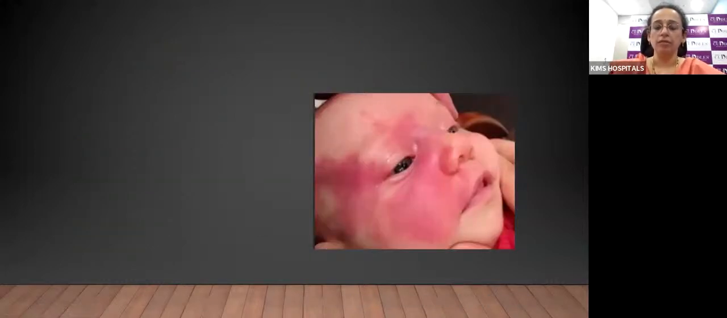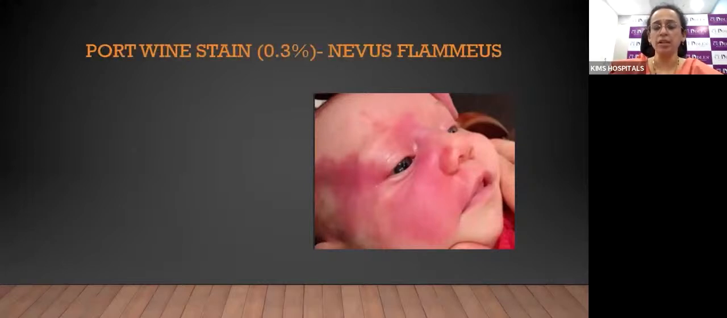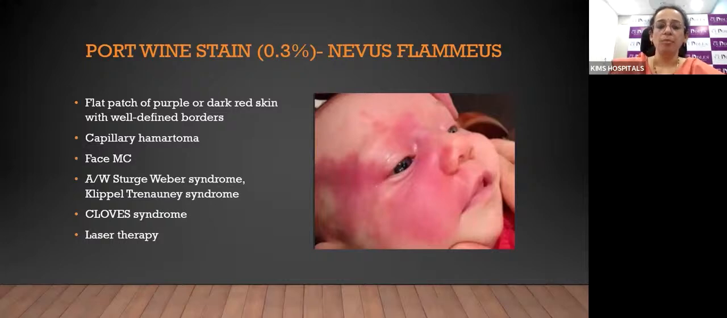Here we can see a slightly more erythematous rash, usually on one side of the baby's face. This is the port wine stain. This is seen with a lesser incidence, around 0.3%. It is also called nevus flammeus. It is a flat patch of purple or dark red skin with well-defined borders. This is due to capillary malformation, the most common location being the face. If it is extensive, we should also rule out Sturge-Weber syndrome, Klippel-Trenaunay syndrome and Klippel-Feil syndrome. If it becomes very disfiguring to the baby, we can offer laser therapy.